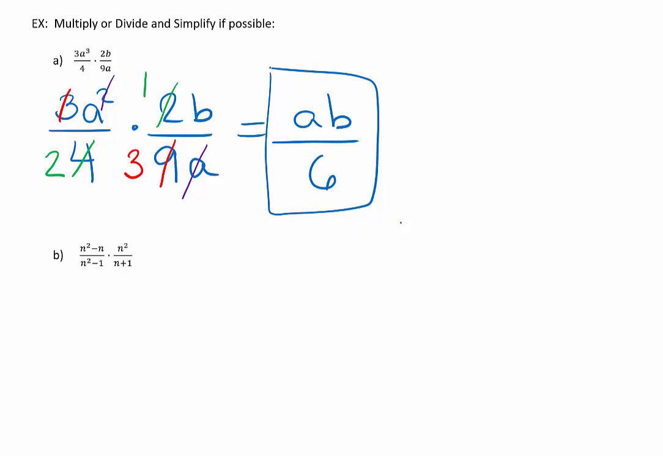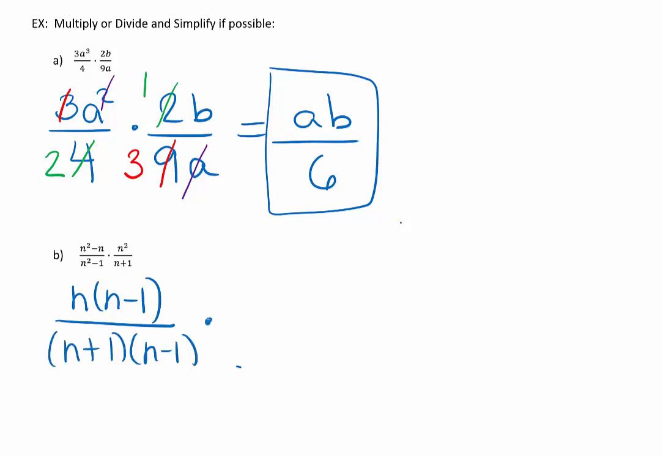So the numerator of the first fraction has a GCF of n. If I pull out the n, I'm left with n minus 1. The denominator of the first fraction, n squared minus 1, is a difference of perfect squares, n plus 1, n minus 1. There's no factoring I can do with the other fraction, I just wrote it down. Now I look for those common factors. There's only one common factor, the n minus 1.